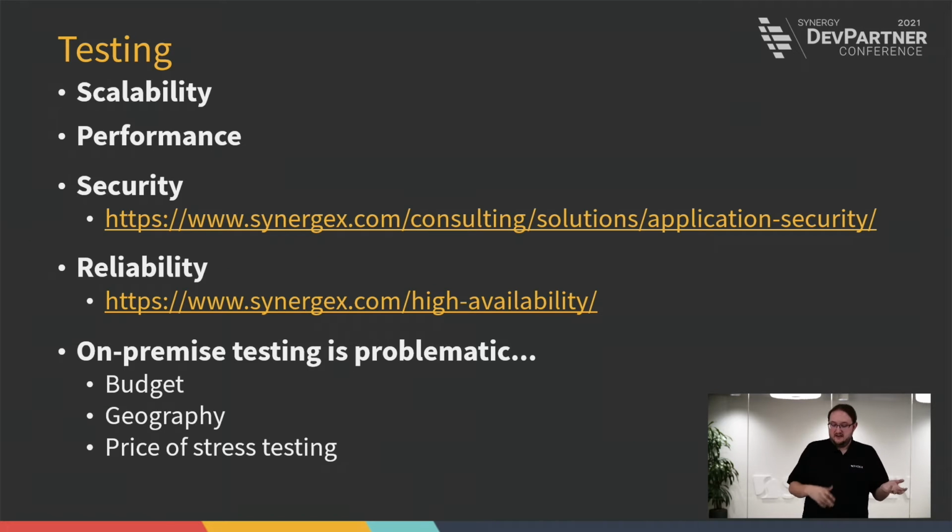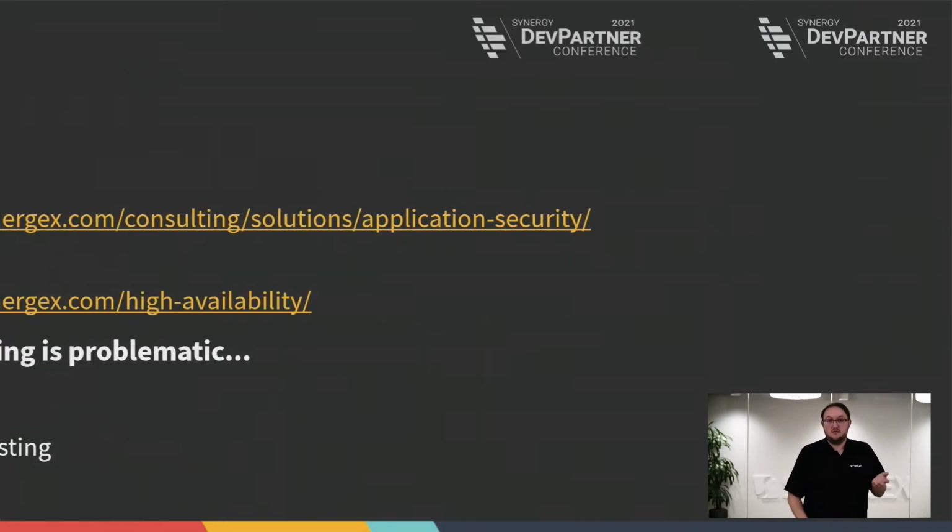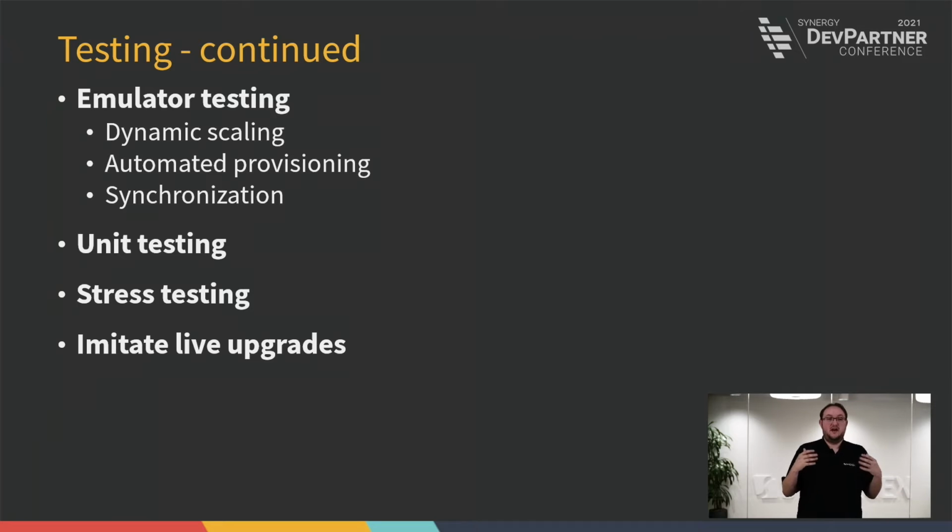And so what are some of the things that we need to consider and do? Well, there's emulator testing. So we emulate the issues that can happen. And we have certain aspects that we can use through emulator testing, such as dynamic scaling.